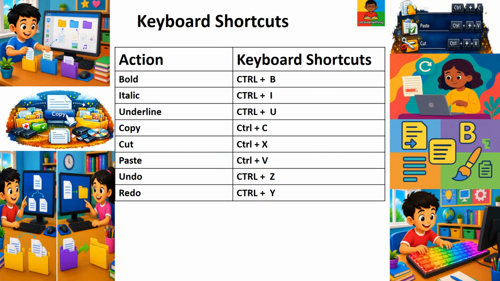Here are some useful keyboard shortcuts for OpenOffice Writer. Bold, Control plus B. Italic, Control plus I. Underline, Control plus U. Copy, Control C. Cut, Control X. Paste, Control V. Undo, Control plus Z.